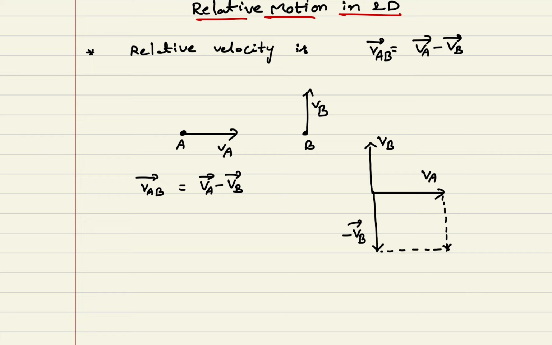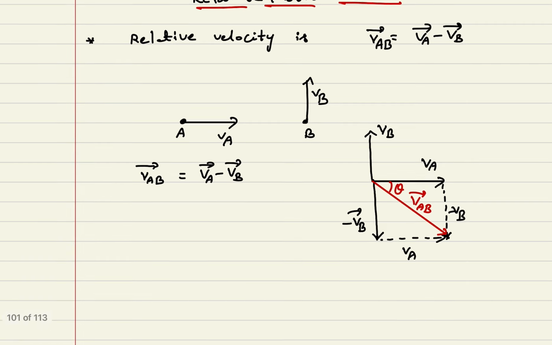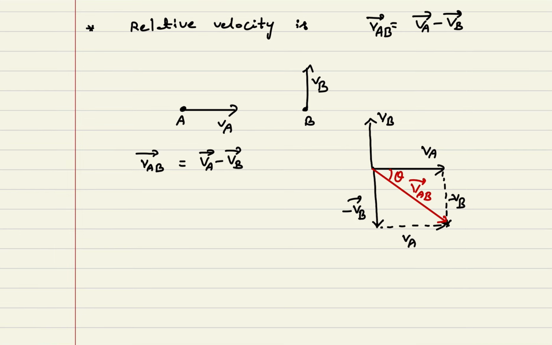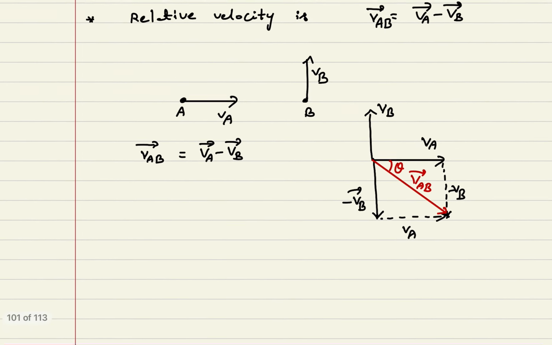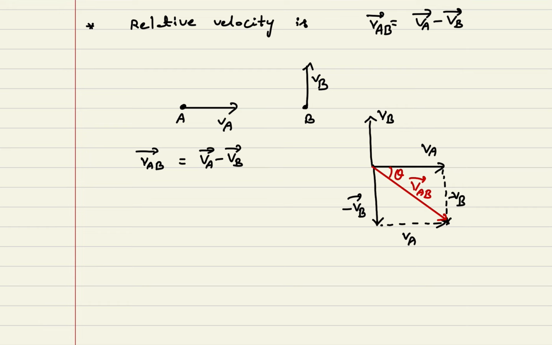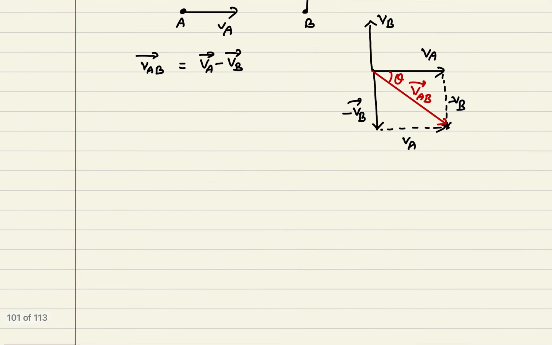I can make a parallelogram. This is VA bar and minus VB bar. Now you can observe that the resultant velocity, or whatever relative velocity is there, this is the VAB bar direction. You can calculate theta, the angle between the relative velocity resultant vector and VA bar or VB bar. Anything you can calculate. This is a basic relation, and you can apply it anywhere and everywhere. Okay, I am going to use it now.